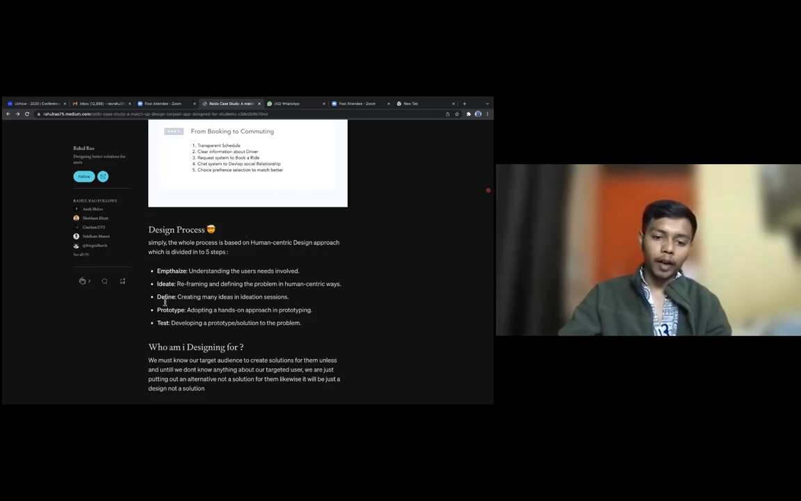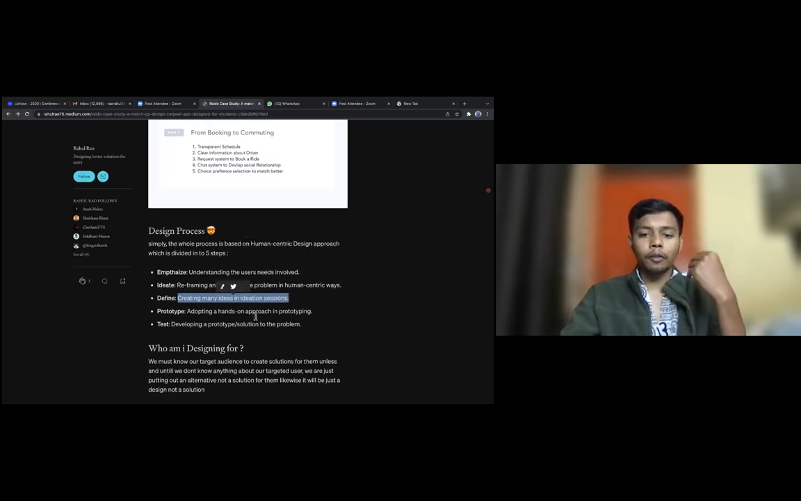They defined the problems in the ideation session, like we can introduce this thing, we can introduce that thing. Then they designed those and made a prototype of that. Prototyping consists of your UI design and prototyping. So basically these are the two things they focused on.